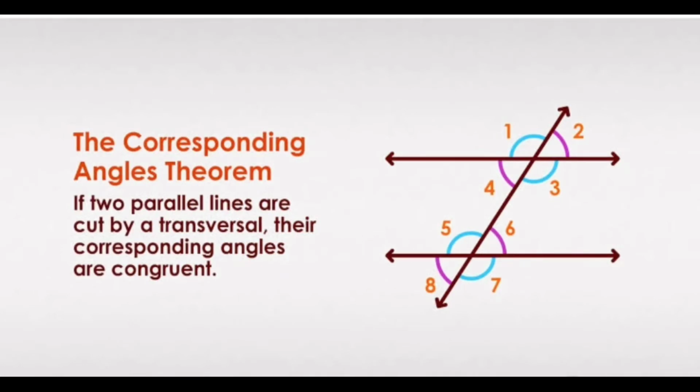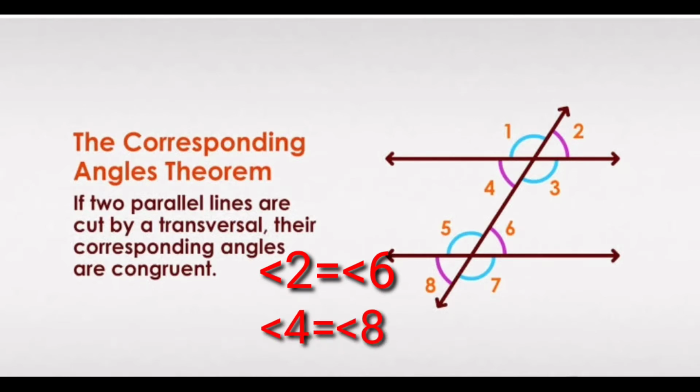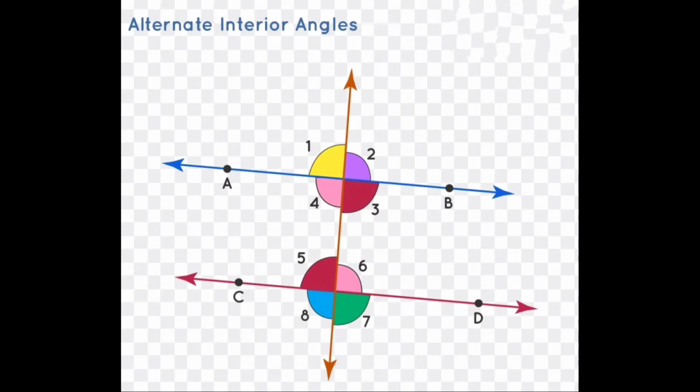Next, corresponding angle theorem. If two parallel lines are cut by a transversal, then their corresponding angles are equal. In this diagram, 2 and 6, shown in pink, are corresponding angles. 2 and 6, 4 and 8, these are corresponding angles.